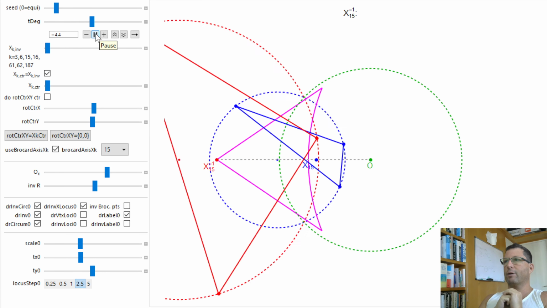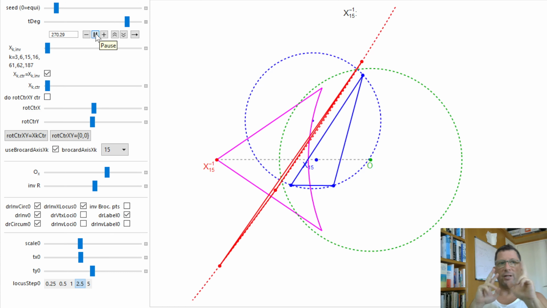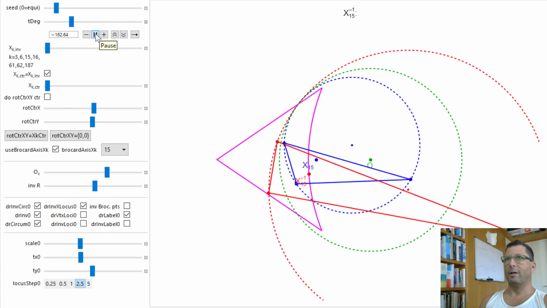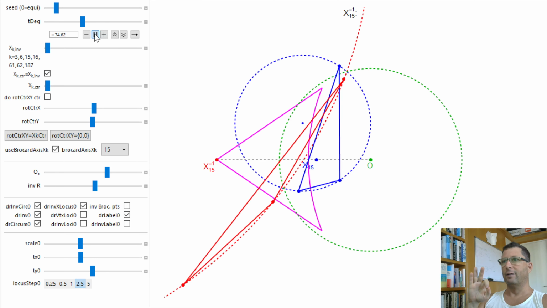Let's take a look at what's happening to the X15 of the inversive. It's a very curious bistable motion, okay? So let's try to break this down. There are two states for the motion of X15 of the inversive. When the circumcircle of the original family does not contain O, the center of inversion, we go back to the initial situation. The locus of X15 inversive was actually stationary. So let's slowly observe that.